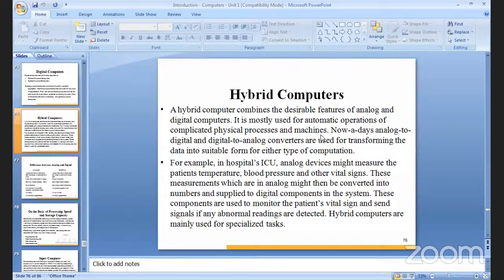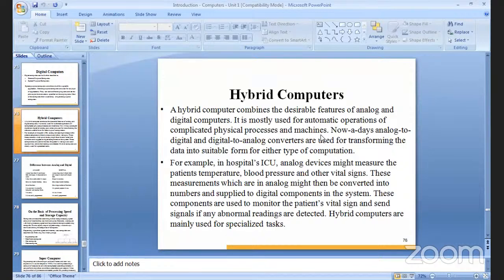Nowadays, we are using data that can be converted from analog to digital, and again from digital to analog. That means whatever data we are using, we convert it and transform it into suitable conditions and a suitable format depending on our requirement.